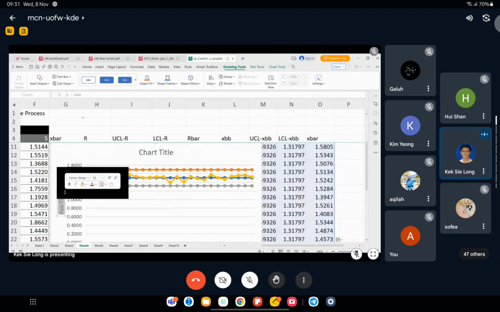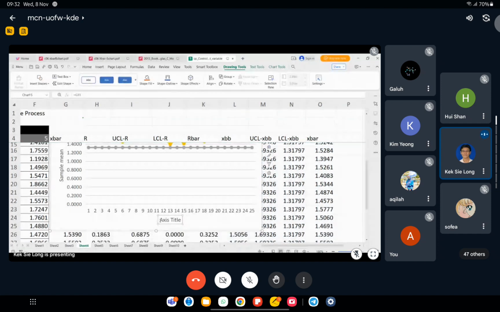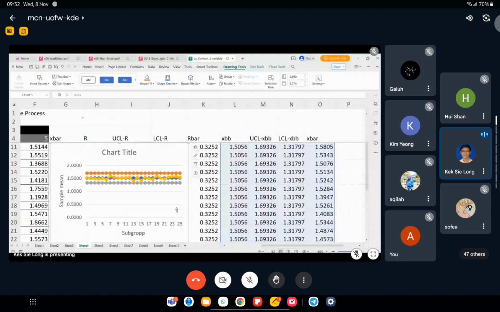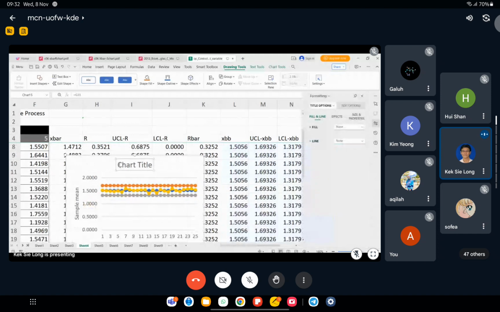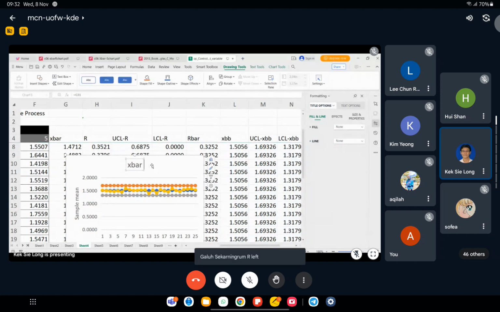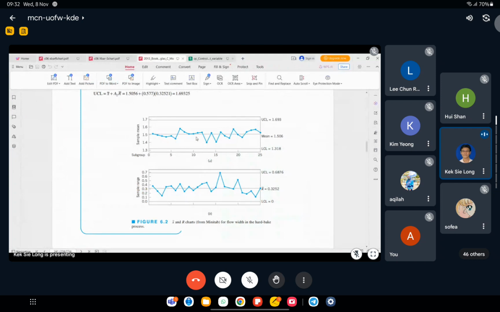Again, this is for sample mean. This is for subgroup. And for this, my X bar chart, I can put the title here, X bar chart. Okay, refer to the table, refer to the ebook. Yeah, we should get this X bar control chart.